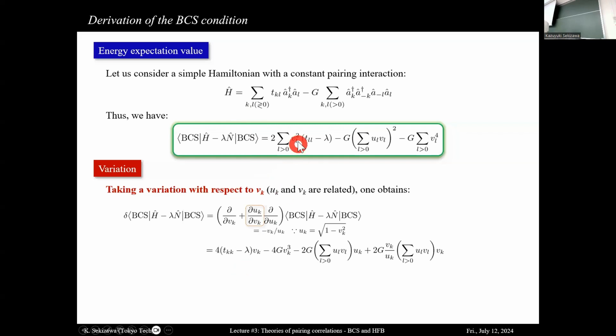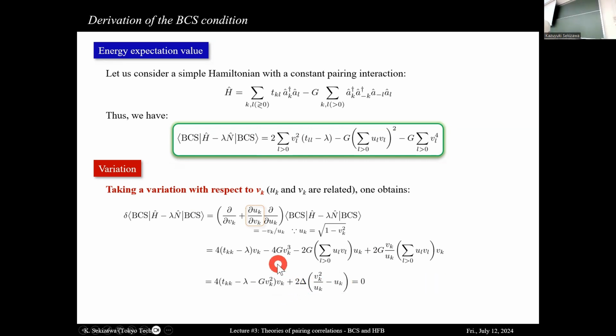So the first term becomes this, right? And for instance, the VK star to the power of 3 comes from here, and then the rest is here. And since this second term contains V and U, you have these two terms associated with them. So these are just the derivatives of these U and V. And then you can just write down this equation in this form.